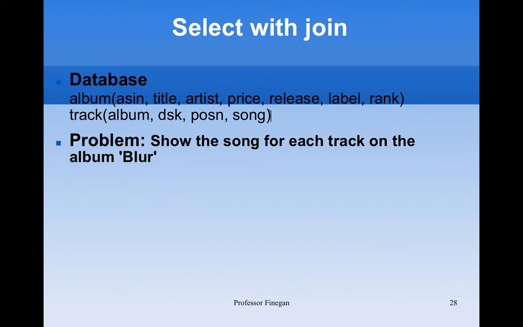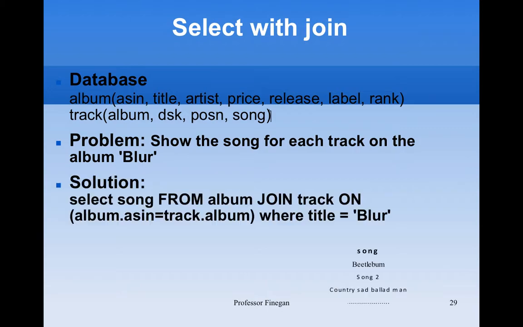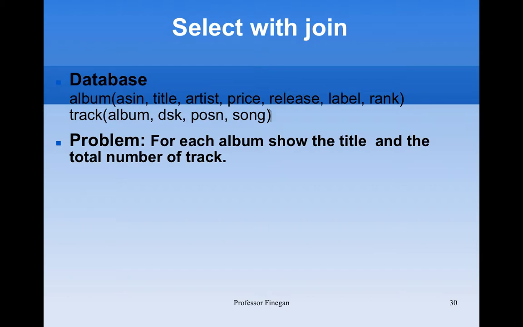Again, similar example, show the song for each track on the album Blur. Select song from the album, join the track on, where the IDs equals the track album, where the title equals Blur. What I'd recommend is going through this SQL.